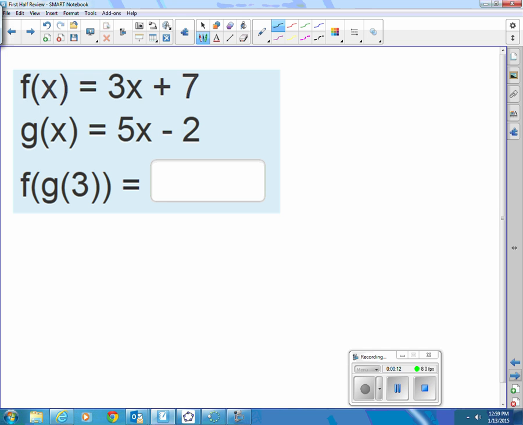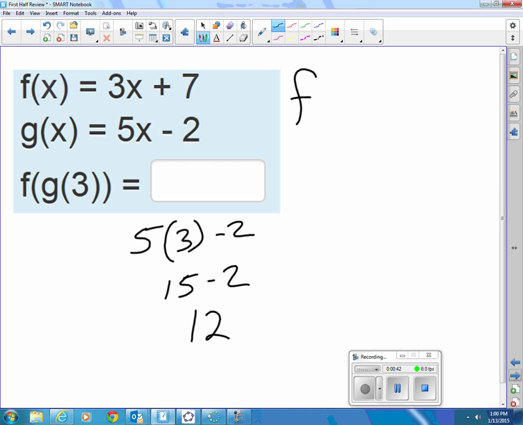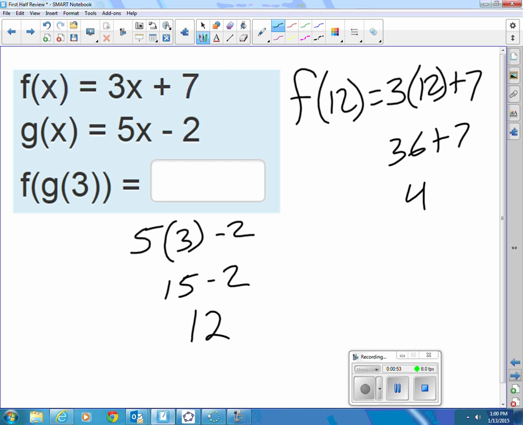So here we have a function f of x and a function g of x, and we want to know what the function g of 3 is. So g is 5 times x minus 2, which is going to be 5 times 3 minus 2. That'll be 15 minus 2, which is 13. So the function f can be evaluated at 13. So f of 13 is equal to 3 times 13 plus 7. 39 plus 7, 46.